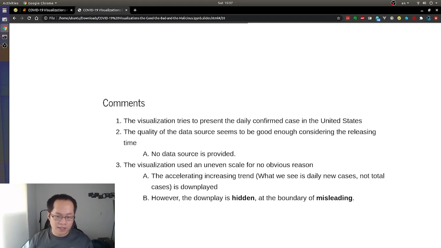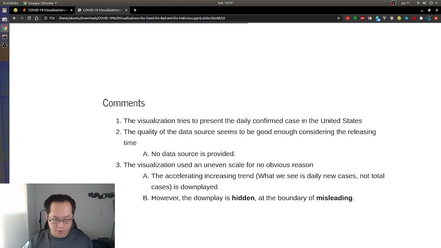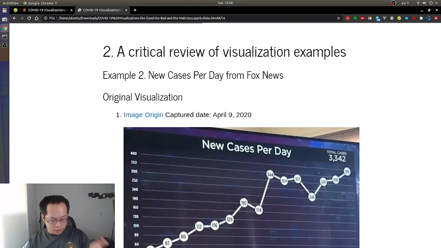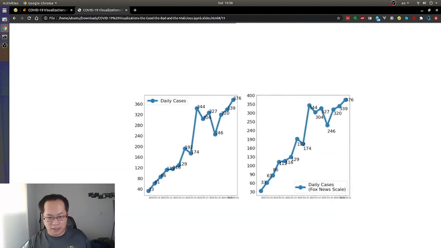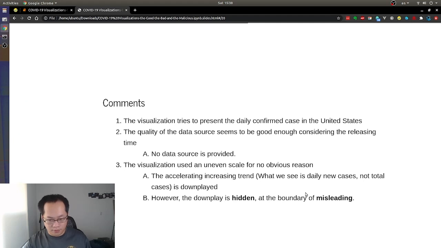The accelerating increasing trend, which means what we see is the daily new cases, is actually not the total cases. The total cases will somehow behave like exponential growth. It is downplayed. However, this downplay is hidden. If you only see this graph, and you don't see the graph that you can plot on the normal scale, you won't notice it. I would say it is at the boundary of misleading. It's hard to tell, you know.